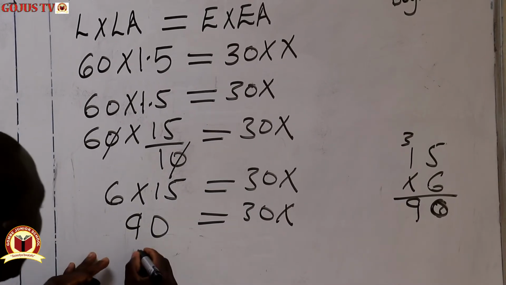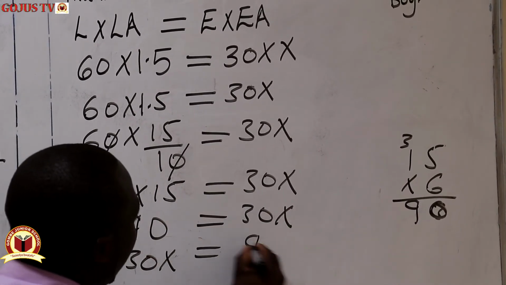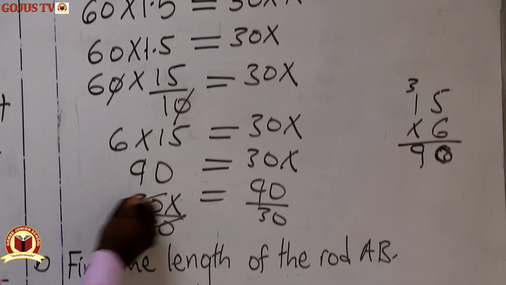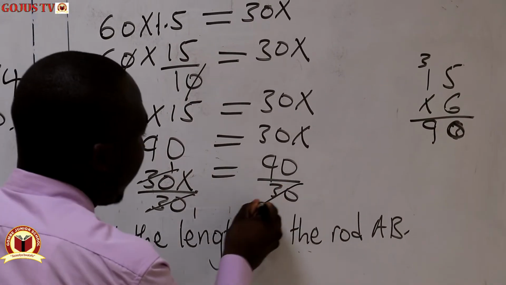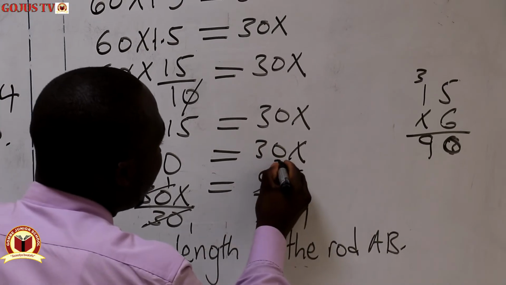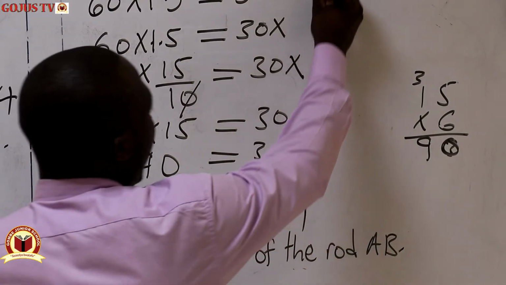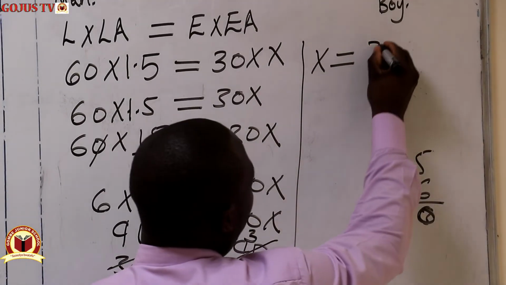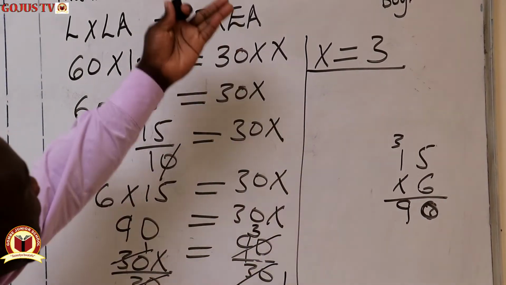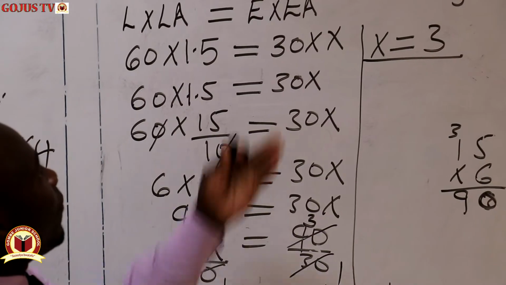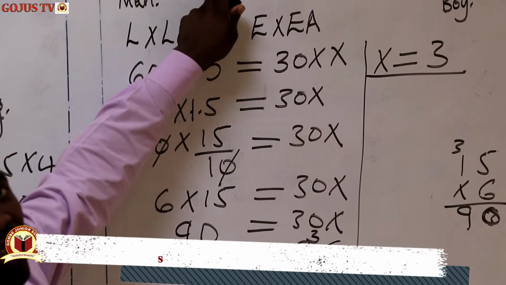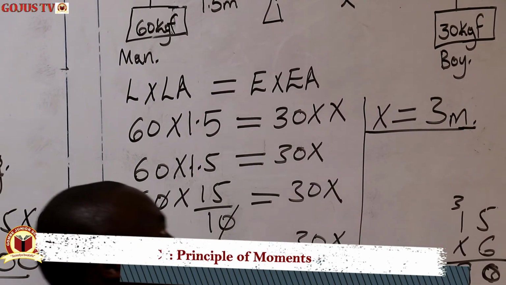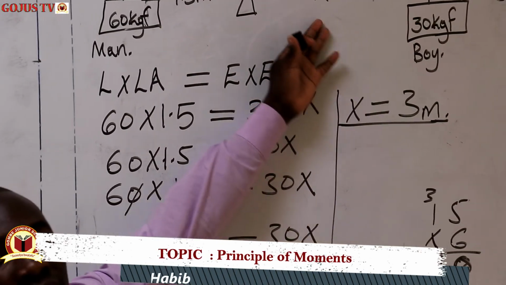We can bring x this side: 30x is equal to 90. Then we divide both sides by 30. When we cross this one with this one, we shall get 1 on the left. And on the right, 90 divided by 30 is 3. Therefore, our final answer is that x is equal to 3. But then we have to look back at what we've been asked. If we are looking for the distance, we look at the units right here and put the same units. So we shall have 3 meters. That will be our effort distance.